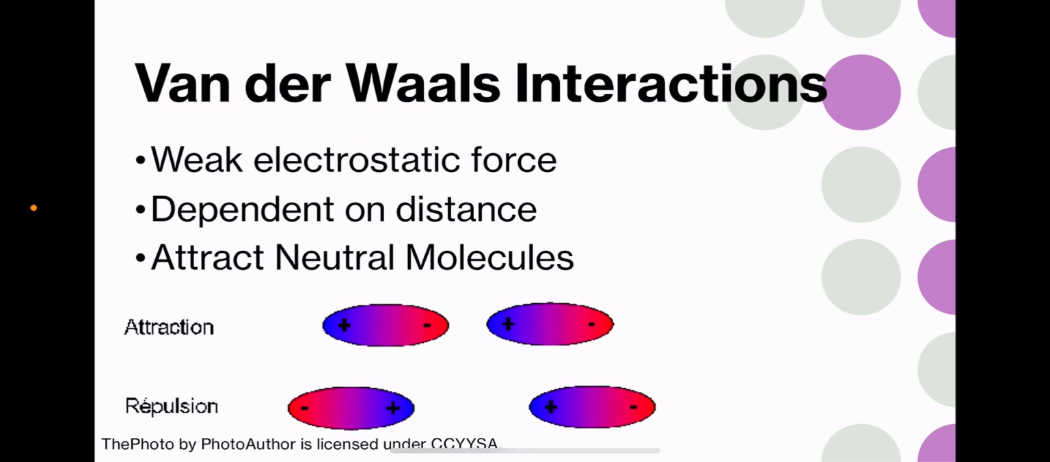Van der Waals interactions have a weak electrostatic force, are heavily dependent on the distance to other molecules, and attract neutral molecules. There are multiple types of van der Waals interactions, including hydrogen bonds, which I've already discussed, dipole-dipole interactions, and London dispersion forces, all of which are weak forms of chemical interactions.